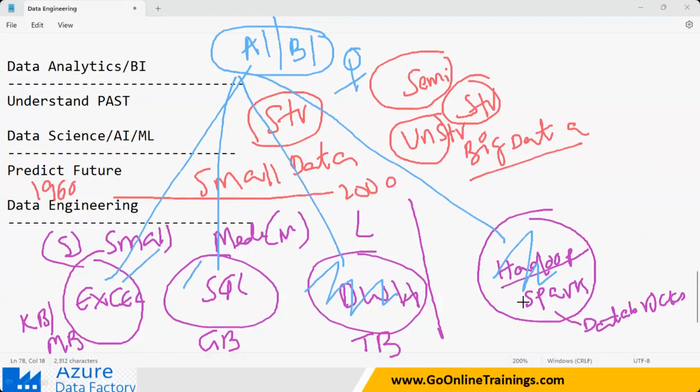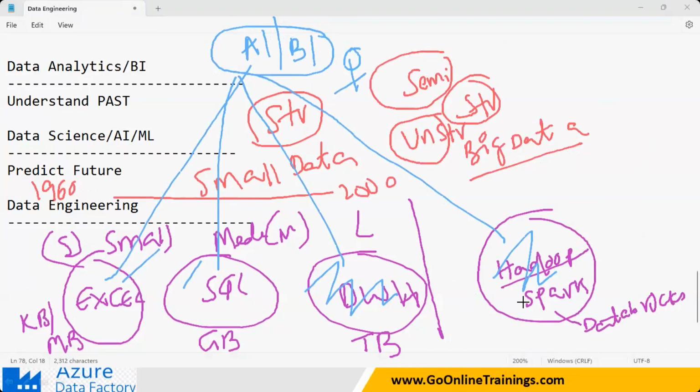Clear? So if you wanted to predict something or if you wanted to understand the past, you need to have the data. Who's going to be supplying the data? That is we. So you should know SQL, you should know Python, you should know data warehousing, you should know Apache Spark or Databricks. Clear? Then only you can become a data engineer. So the data engineer is the guy who's going to be supplying the data to the AI guys or the BI guys. Business intelligence means data analytics. Clear? Without a data engineer, you will not be able to perform data analytics or anything.